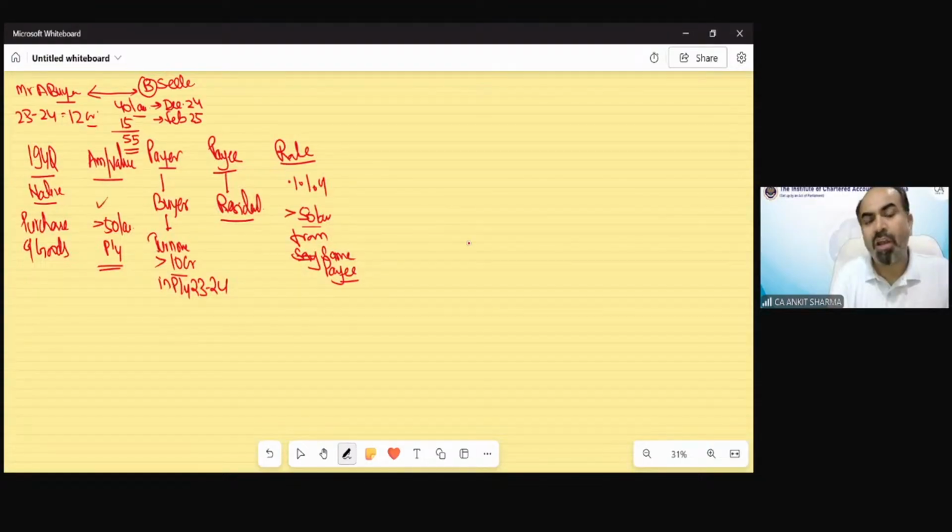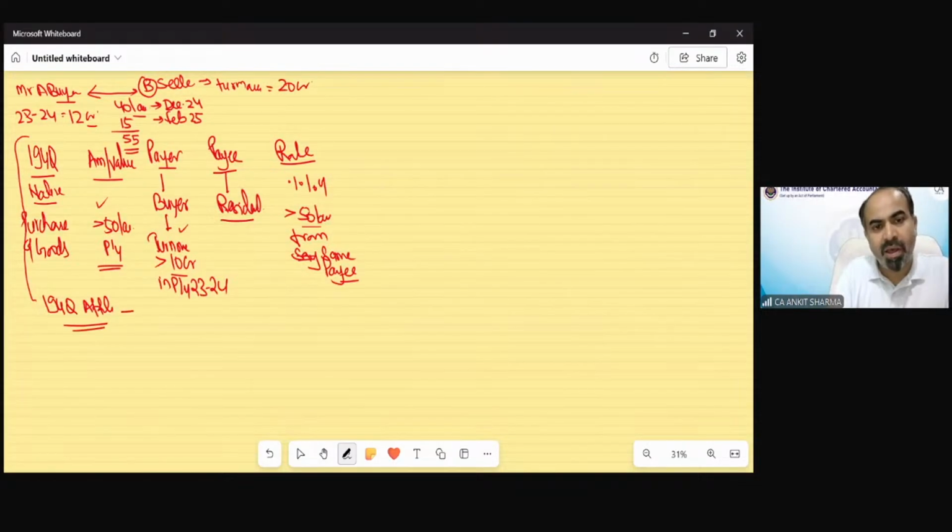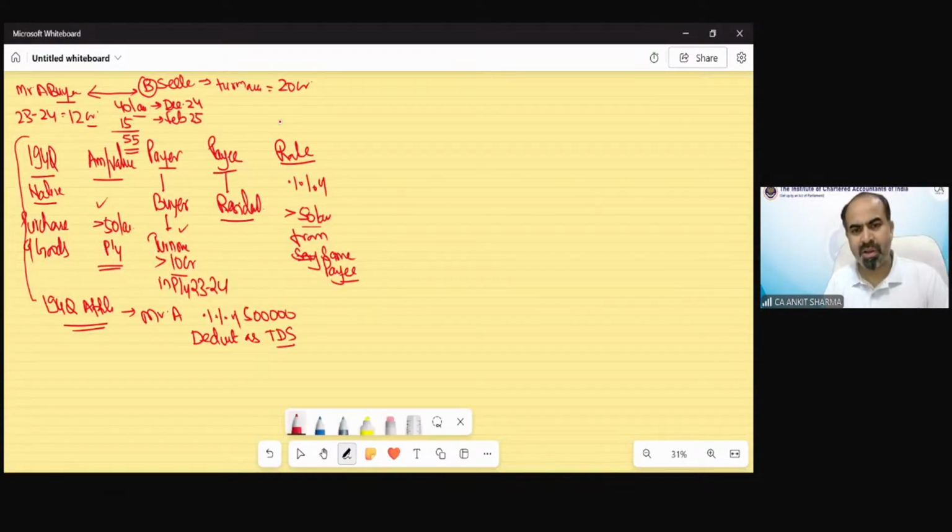Now you can see all conditions have been fulfilled. Goods are purchased, value is more than 50 lakh, turnover exceeds 10 crore, payment to a resident. So 0.1% he is going to deduct, because we are discussing the TDS section. On the exceeding value, the extra payment of 5 lakh, 0.1% is going to be deducted by the payer, that means by Mr. A. Understood? So if this is the condition, 194Q would be applicable. And suppose seller turnover is also 20 crore, still 194Q would be applicable. And Mr. A will deduct 0.1% of 5 lakh as TDS. Simple. There is no confusion. Why is it confusing?